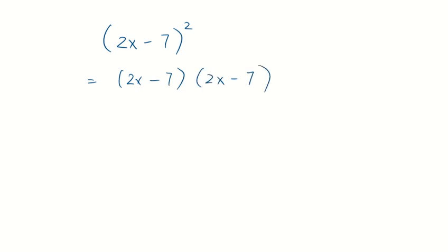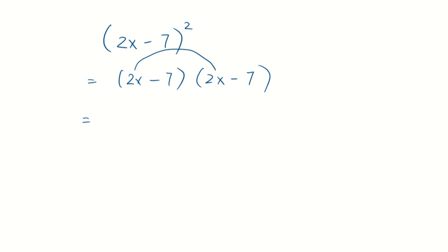Now let's look at a special case here. For example, I have 2x minus 7 squared. How do I multiply this? Well, 2x minus 7 squared, by definition, that's 2x minus 7 times another 2x minus 7. So now you turn it into 2 terms times 2 terms. Then you can repeat the procedure.